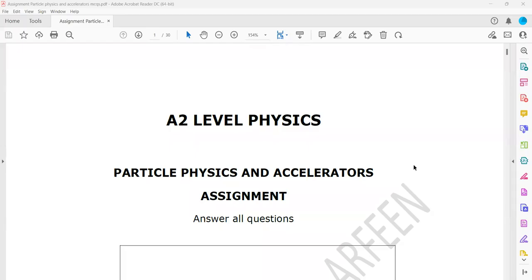So this assignment is related to particle physics and the particle accelerator. That is the last topic of Unit 4.